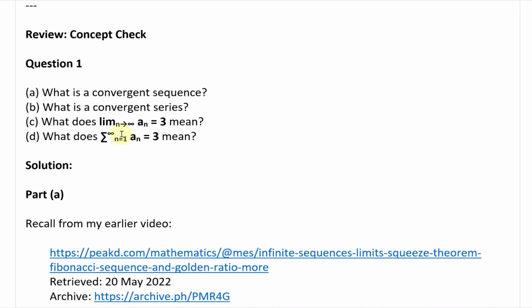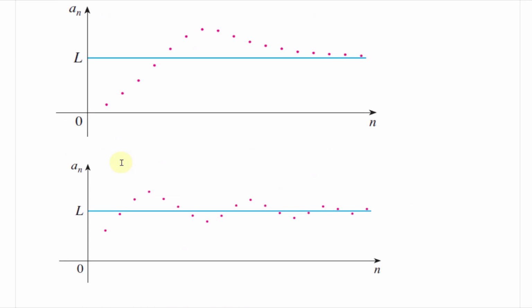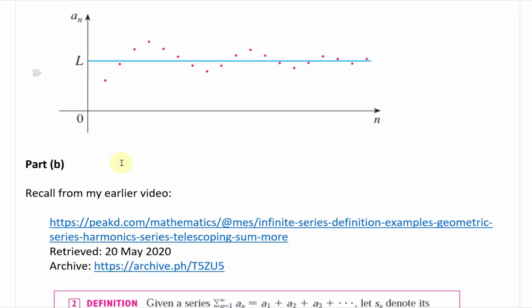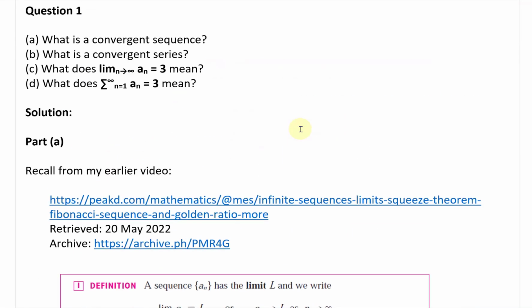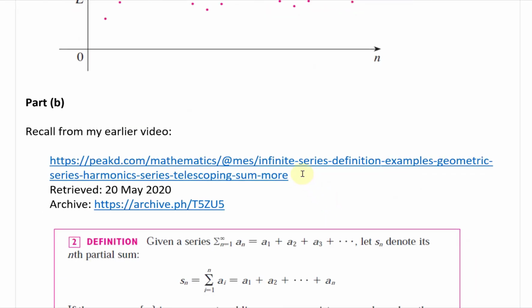So now let's look at part B. Part B is: what is a convergent series? Remember, a series is a summation. The sequence is just the list of the numbers, and now you're actually summing them up. So recall from my earlier video, this one is on infinite series. The previous video was on infinite sequences. This one's on infinite series.